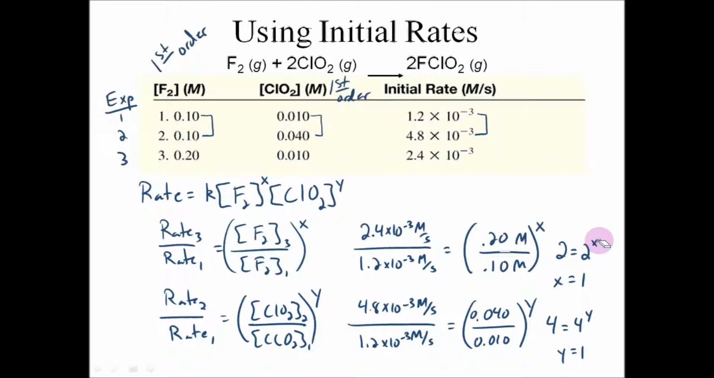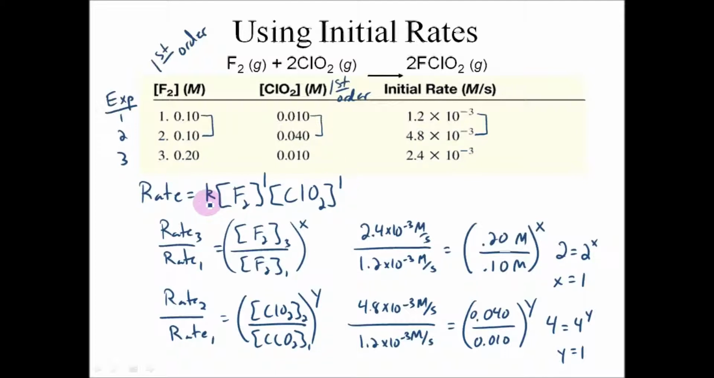Alright, so we have first order with respect to F2, which is our x. First order with respect to ClO2, which is our y. And so overall, this reaction is second order overall. So let's take this x and finish out our rate law. Mistake there. It's second order overall, but this is a 1. And this is a 1. So overall, we're second order, but we're first order with respect to each component.